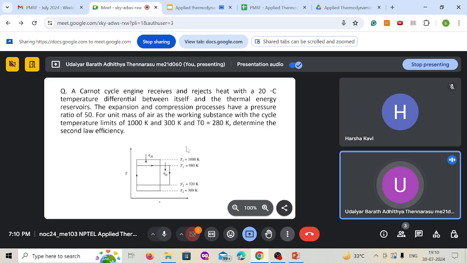We have a Carnot cycle engine which receives and rejects heat with a 20 degrees Celsius temperature differential between itself and the thermal energy reservoir. The expansion and compression processes have a pressure ratio of 50. For unit mass of air as the working substance, the cycle temperature limits are 1000 Kelvin and 300 Kelvin, and T naught is 280 Kelvin. Determine the second law efficiency.